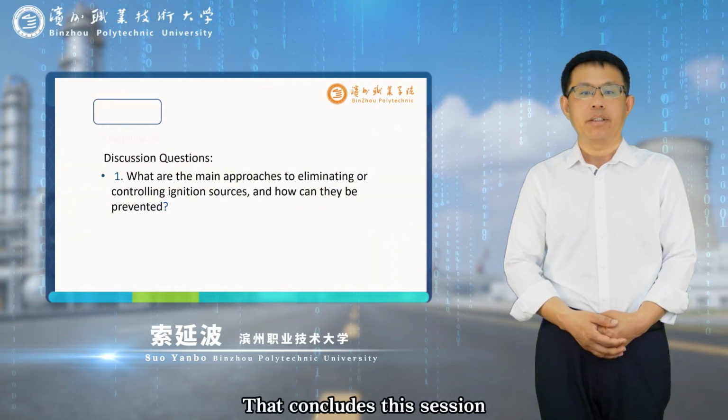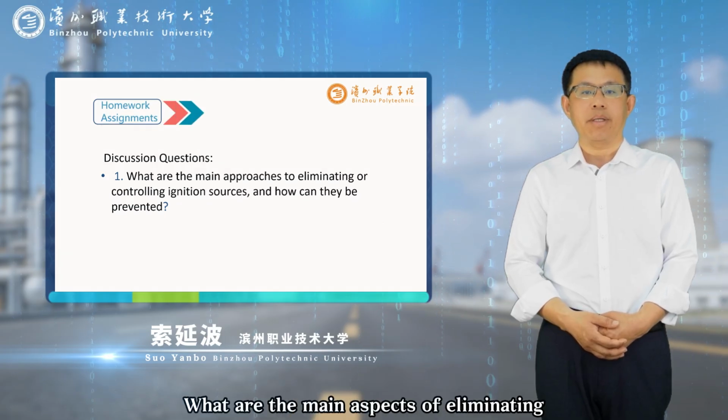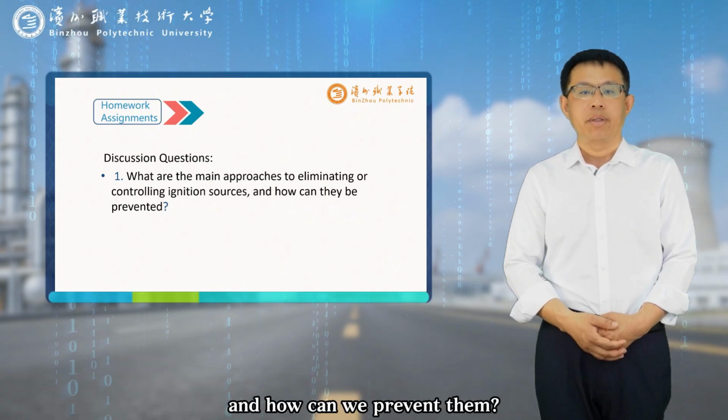That concludes this session. For your homework, please consider the following question. What are the main aspects of eliminating or controlling ignition sources, and how can we prevent them?